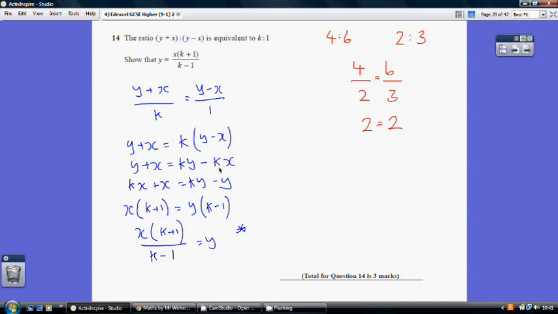So I want to make y the subject, so I want to get all my y's on one side, all my terms without y on the other. To keep things as positive as I can, I've taken all my y's to the right hand side. So I've minused y from both sides and added kx to both sides, giving me this. I've then factorised both sides, so here I get an x bracket k plus 1, and here I get a y bracket k minus 1. Divide through by k minus 1, I get y equaling x times k plus 1 over k minus 1, which is what I had to show.